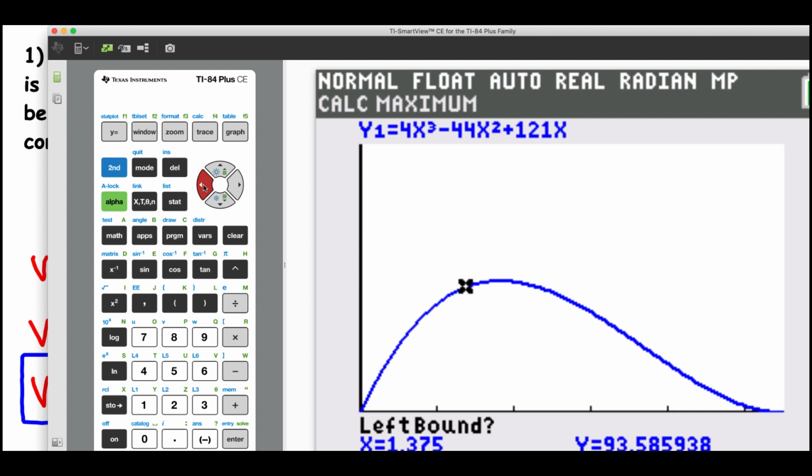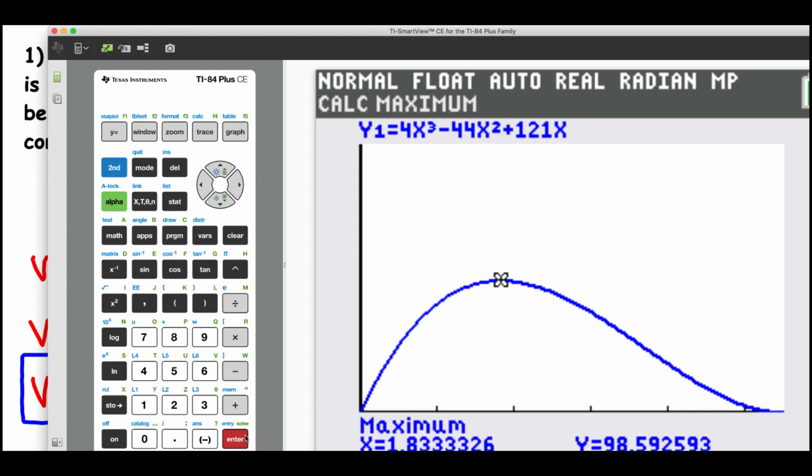Yeah, that's safe. Enter. Right bound, just get past the hill there. Enter. You want me to guess? Yeah, sure. There it is, 1.833333. That's the max. That's 1 5/6.